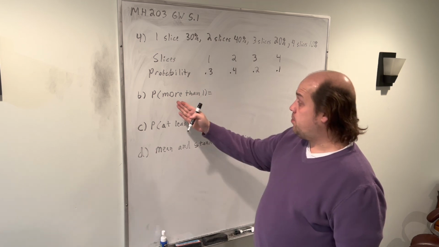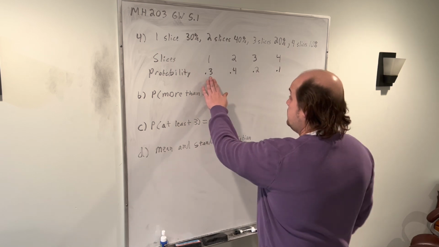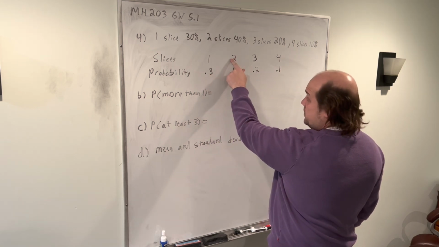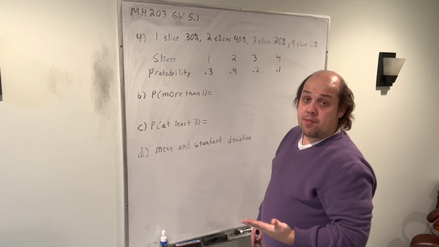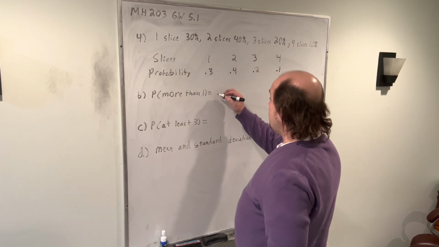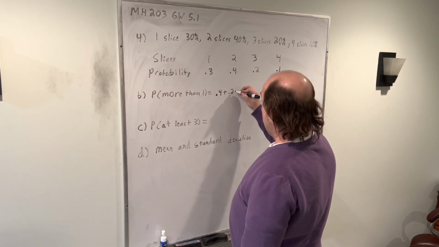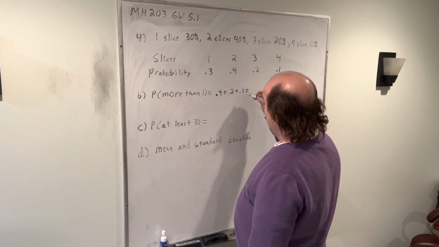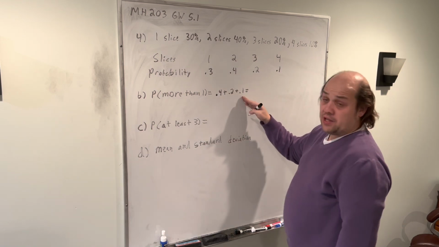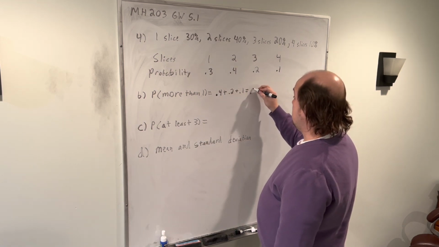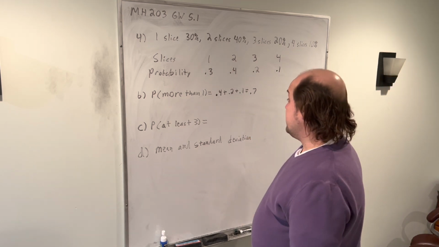When we're then asked, what's the probability that more than 1 slice is purchased? Well, more than 1 doesn't include 1, so I don't count this. But 2 is more than 1, 3 is more than 1, and 4 is more than 1. So what I'm going to do is add the probabilities of each of them occurring. 2 occurs with probability 0.4, 3 occurs with probability 0.2, and 4 occurs with probability 0.1. 0.4 plus 0.2 is 0.6, plus 0.1 is 0.7. So 0.7 or 70% of the time, we're getting more than 1 slice.